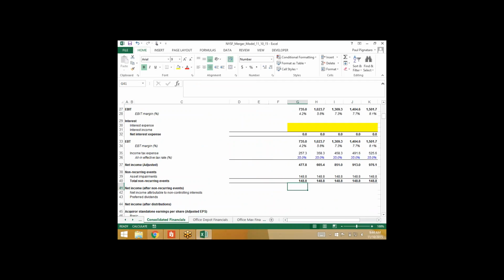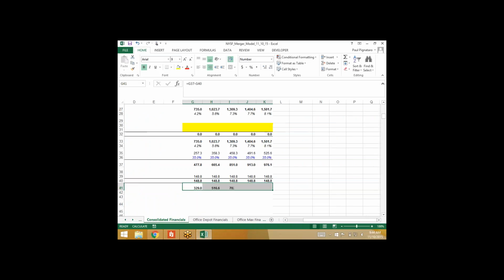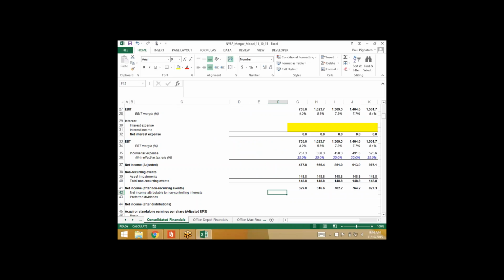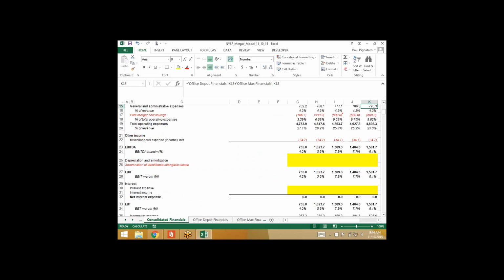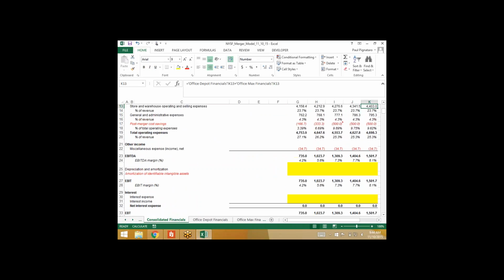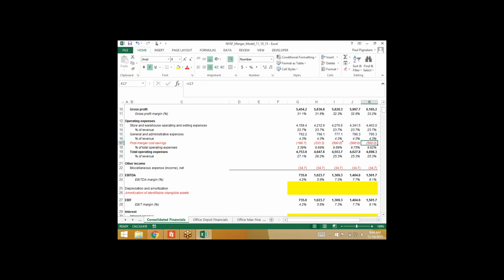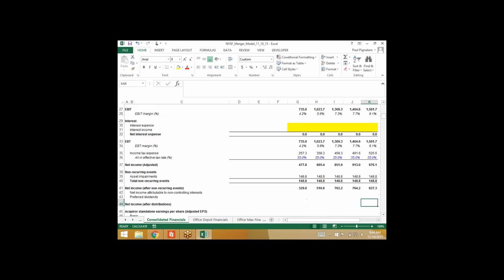So the net income after non-occurring events, 329. Interesting that the net income doubled. Do we have cost reductions? We went from what? Oh, the cost savings. Yeah. 500? Yeah, it's the cost savings. Okay. Does everybody have that? Make sure the numbers are matching.